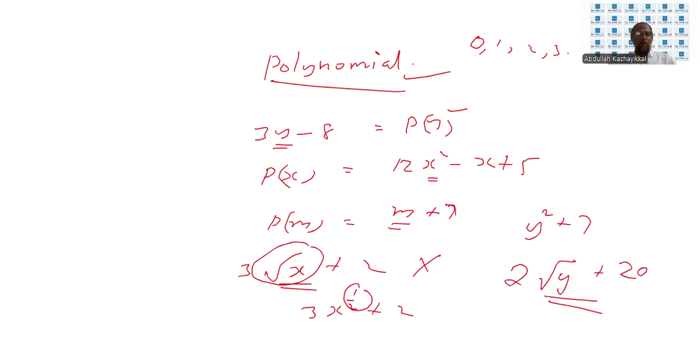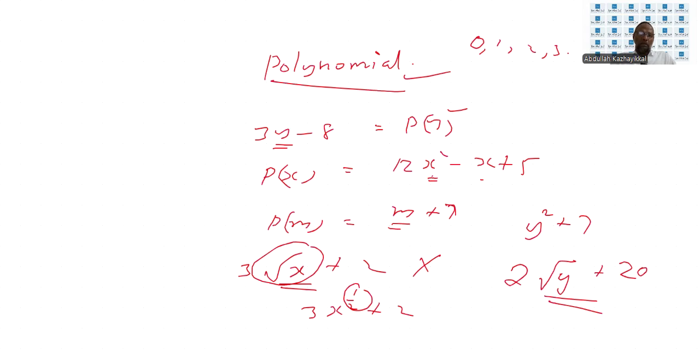Open your class textbook and identify whether they are polynomials or not. Exercise 2.1: which of the expressions are polynomials in one variable, and which are not? What do you mean by a polynomial in one variable? Here there is only one variable.